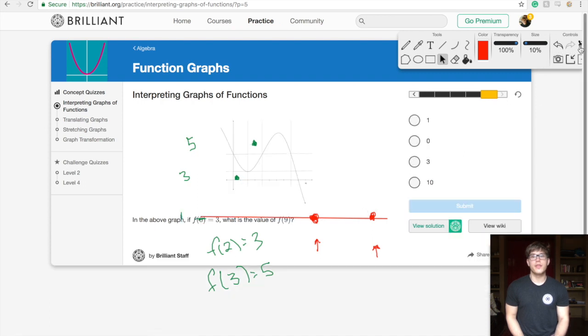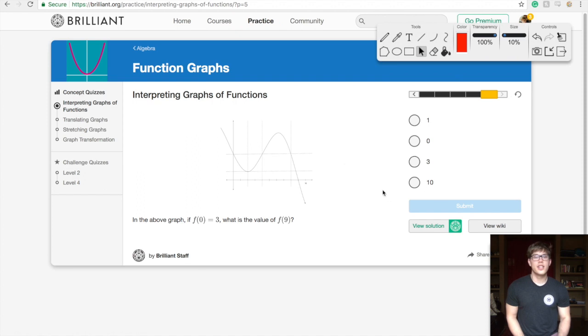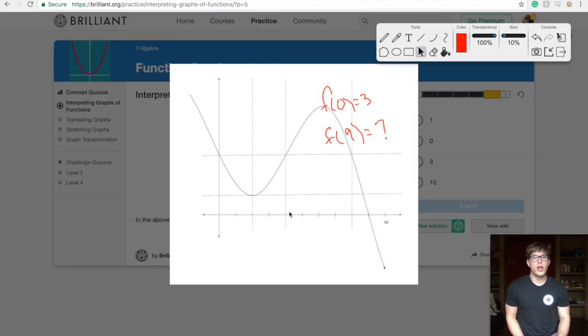What's our last problem for the day? In the above graph, f of 0 equals 3. What is the value of f of 9? So we have f of 0 to be 3. F of 9 equals what? So f of 0 is 3.